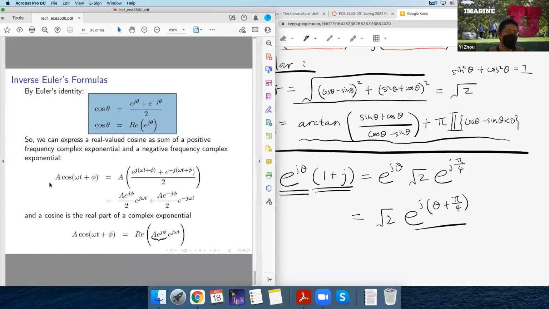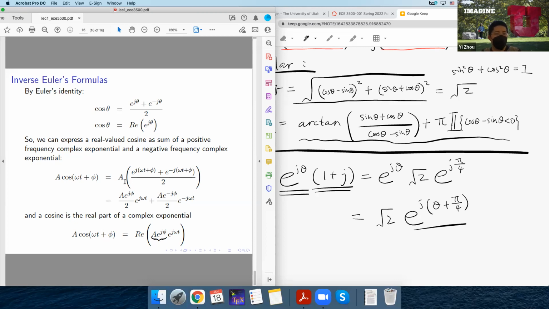In practice, in many cases, we deal with the very basic signal, which is the cosine wave. Well, this A is the magnitude, the amplitude of the signal, A times cosine omega t plus phi. Omega is the angular frequency, phi is the phase. So this is a standard cosine signal. And for the cosine part, we can apply the inverse Euler's formula to decompose it into this form.